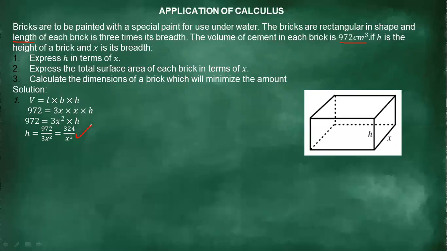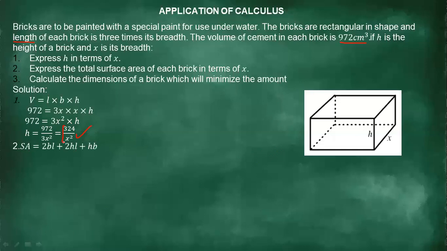All right. Don't forget that we start with what we are having from the scenario. And then the second question says, express the total surface area of each brick in terms of x. Now, you just write the formula for surface area, and where you are going to be having h as a height, you are no longer going to substitute with h, but we're going to substitute with this value that we obtained from the first question.